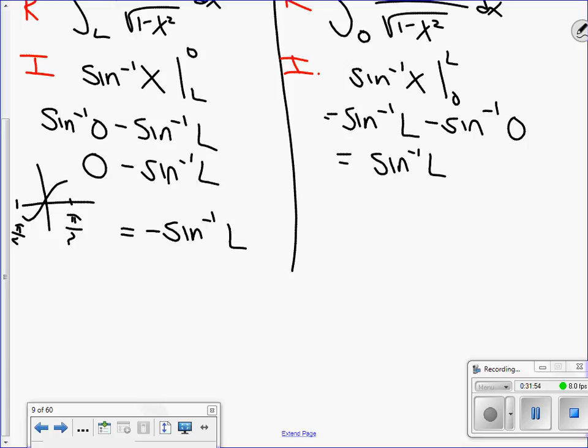Now let's take the limit. For this one over here, we're going to take the limit of negative inverse sine of L as L approaches negative 1. Now I need you to really think about that sine curve. Forget about the negative in front. What is the angle whose sine equals negative 1? Negative pi over 2. So the inverse sine of negative 1 is negative pi over 2, and with the negative in front, we get positive pi over 2.